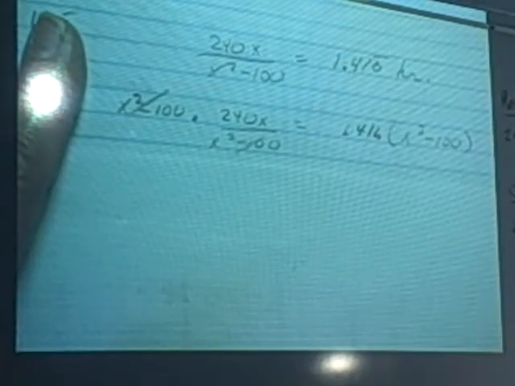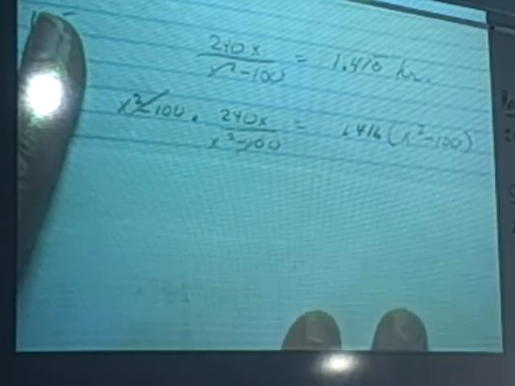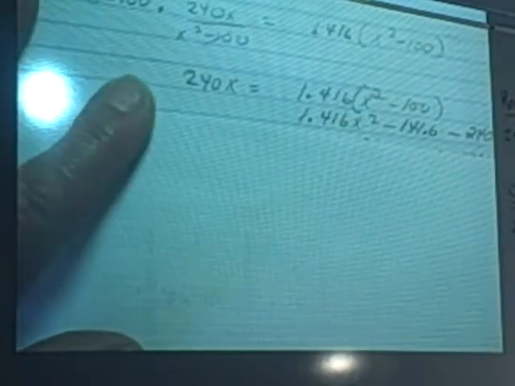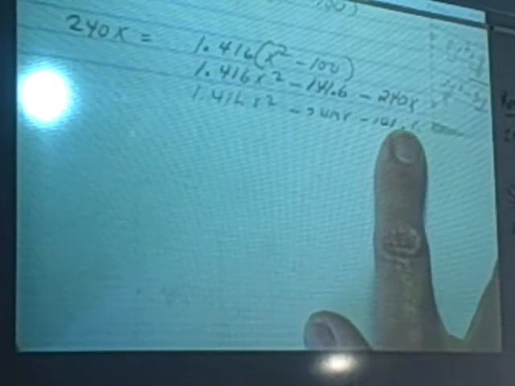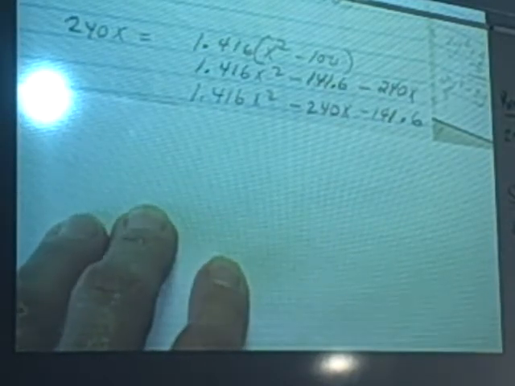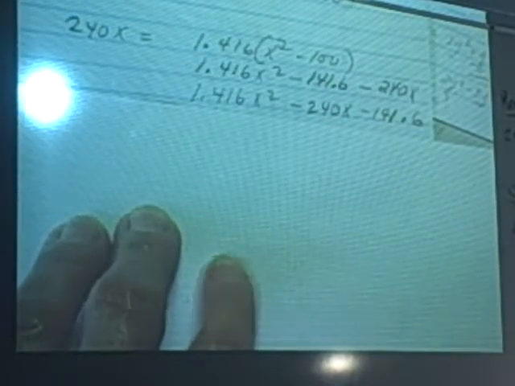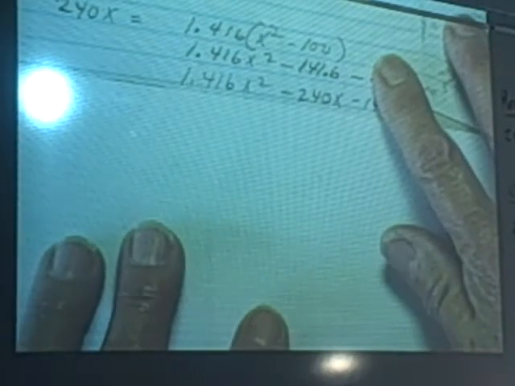240x is equal to 1.416 times x squared minus 100. Yes? So far so good? Okay. Can I multiply that out? All I did was 240x. I multiplied it out. I moved my 240 over. Okay, Kayla? And what do I end up with? This odd looking quadratic. This is where you're going to pull out your calculator. Quadratic equation. And you're going to use your new equation.